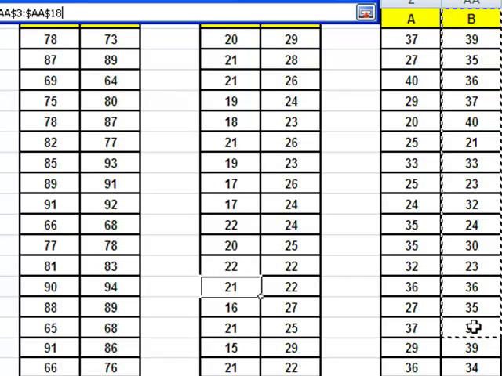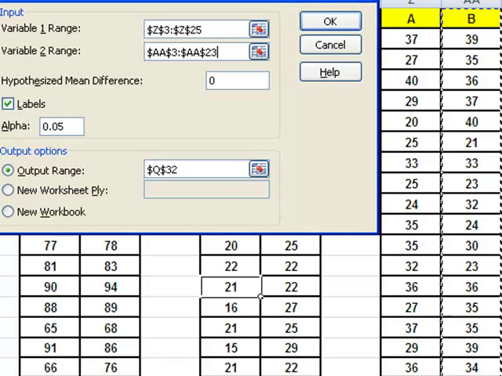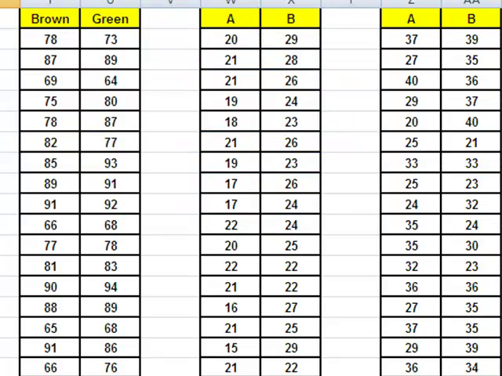over the data for car B, release, and it'll ask me for the hypothesized mean difference, and that's going to be 0 because we're going to assume that there is no difference. We're going to include our labels, so I have a check mark by labels. Our alpha value is going to be 0.05, and I'm going to put the output in Q32. So I click OK and then scroll down to see the results.